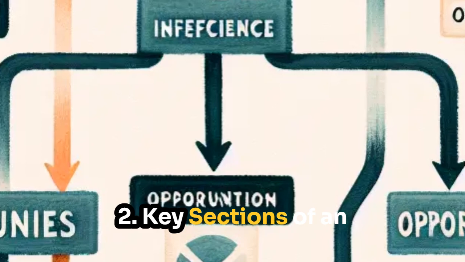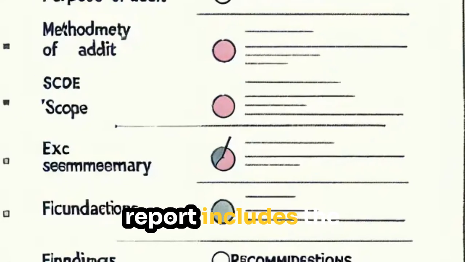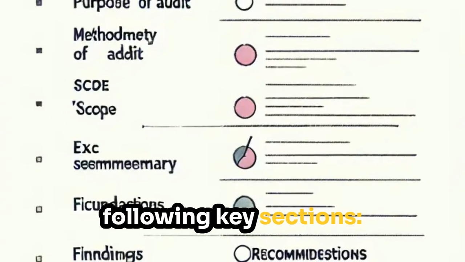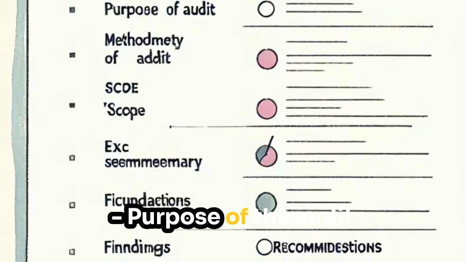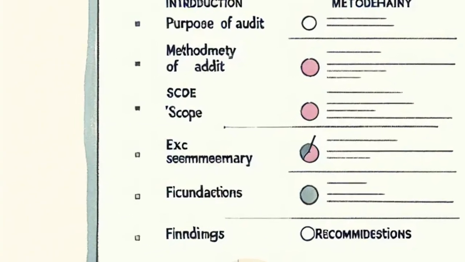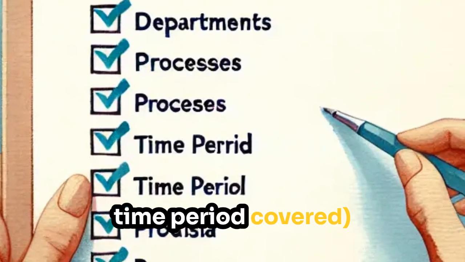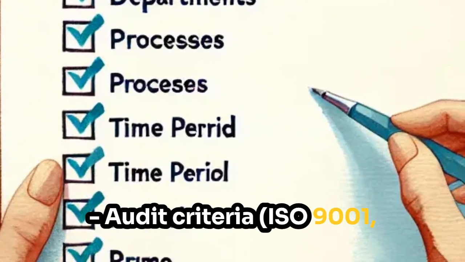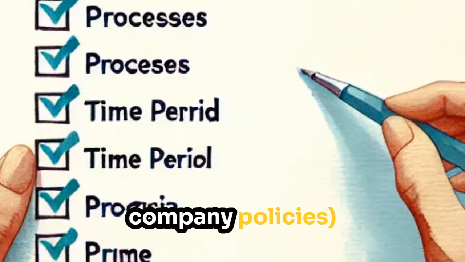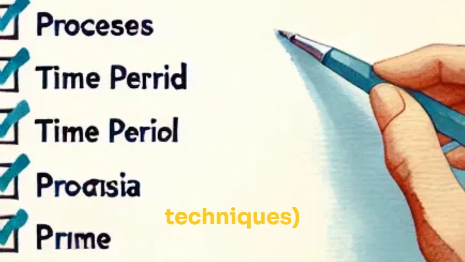2. Key sections of an effective audit report. A well-structured audit report includes the following key sections. Introduction: purpose of the audit, e.g., compliance, supplier evaluation, internal review. Scope of the audit: departments, processes, time period covered. Audit methodology: document review, interviews, sampling techniques.